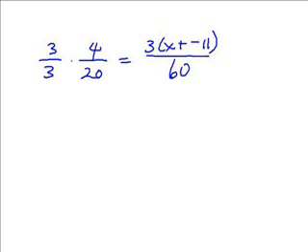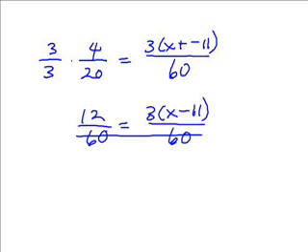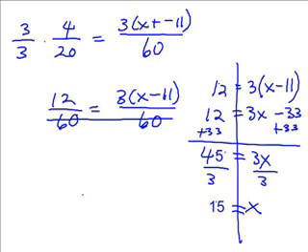This step is very, very easy for most of the kids because they quickly realize that they again are going to multiply by 1, and in this case that 1 equals 3 over 3. When they multiply by the 3 over 3, the 4/20 turns into 12/60. We then have 12/60 equals 3 times the quantity of x minus 11 over 60. We can now just ignore the denominators, and then we move into a simple problem of 12 equals 3 times the quantity of x minus 11.